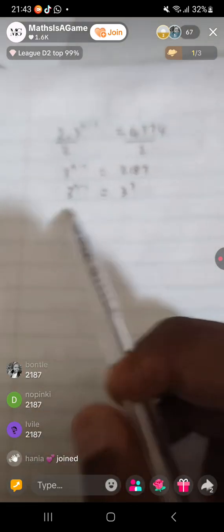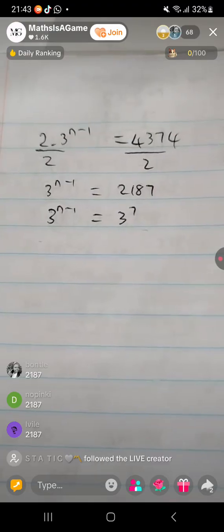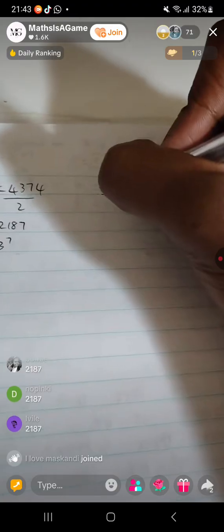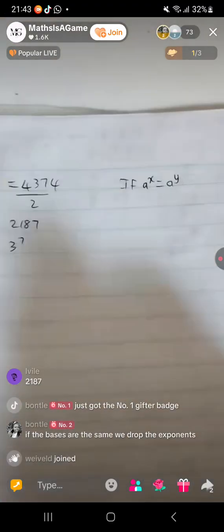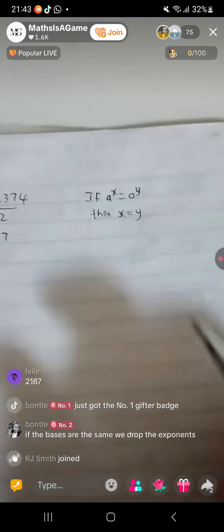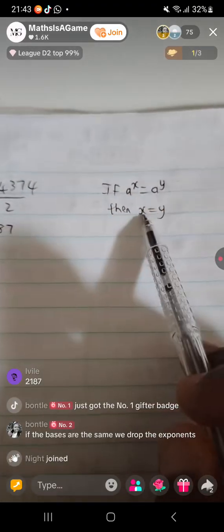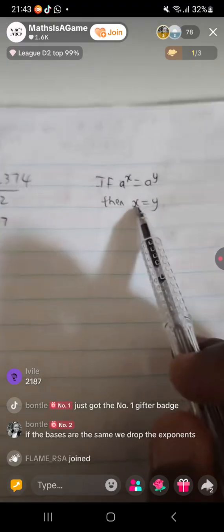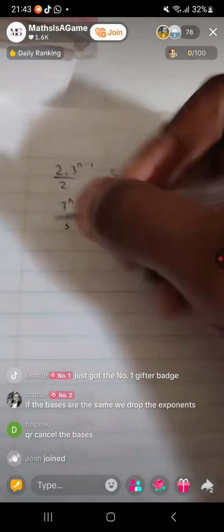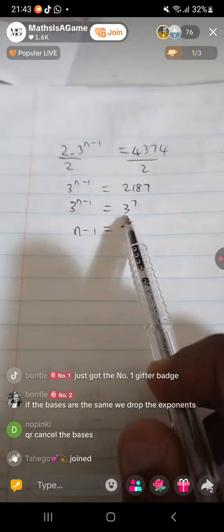Then when bases are the same on either side of the equal sign, what is the rule for exponential equations? Remember very well that the rule says if a to the power x is equal to a to the power y, then x is equal to y. So if bases are the same on either side of the equal sign, we drop the base, we equate the exponents. So x is equal to y as long as the bases are the same. Then we say n minus 1 is equal to 7. Why? Because the bases are the same.